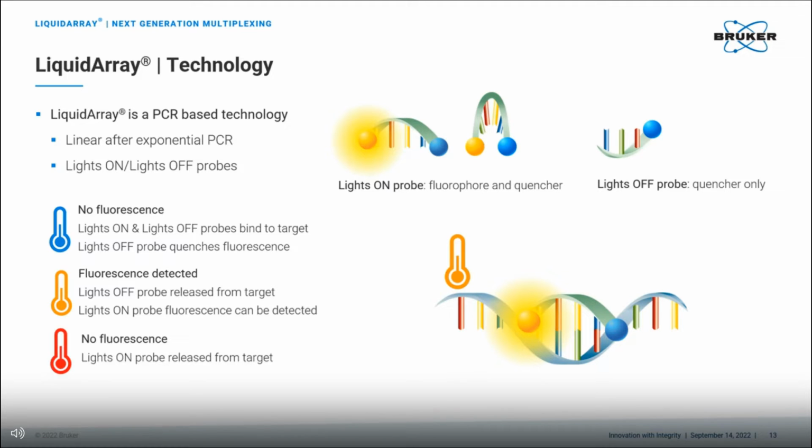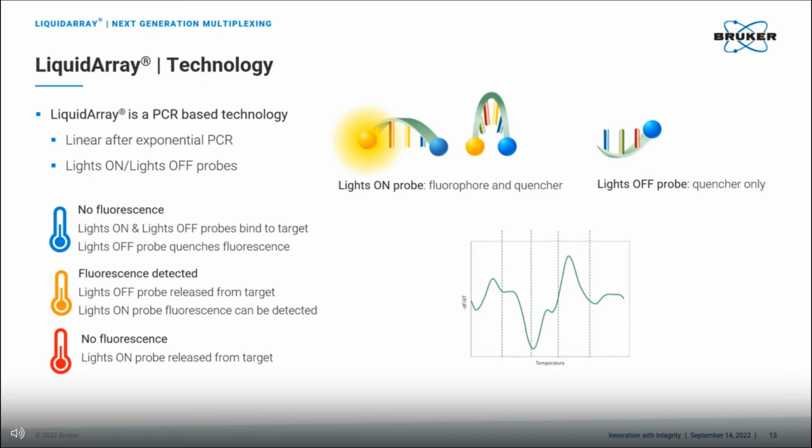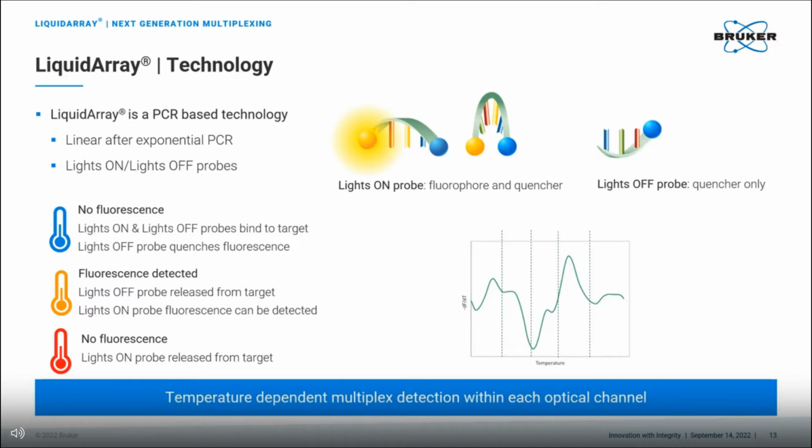As we raise the temperature further, we would see fluorescence switching off as the lights on probe has been released from the target and you no longer see fluorescence. Of course, we design our probes such that these binding and release events happen at predictable temperatures, and you then are able to see fluorescence against temperature and interrogate the different probes at different temperatures. So we have a temperature-dependent multiplex detection within each optical channel.